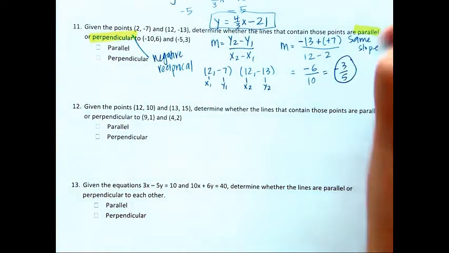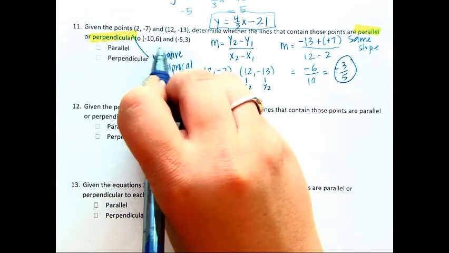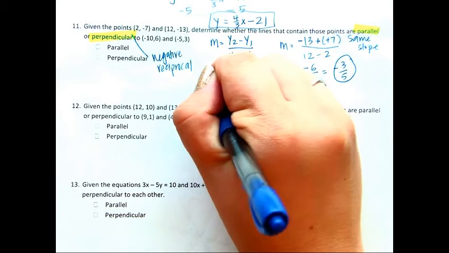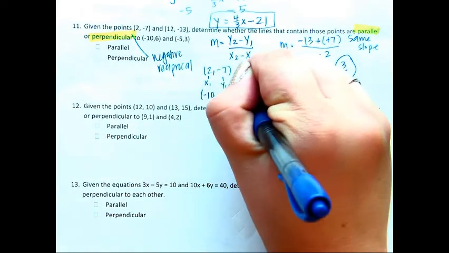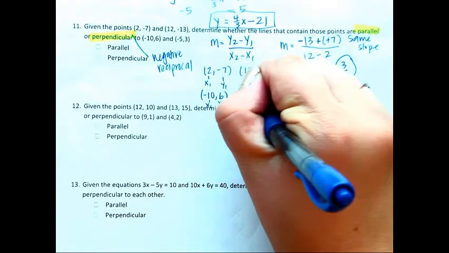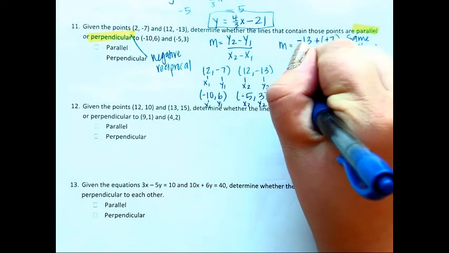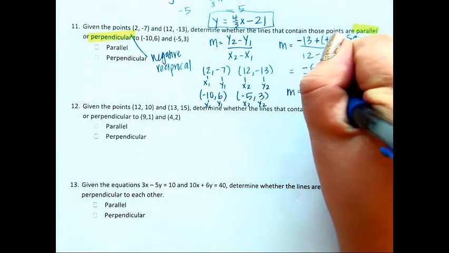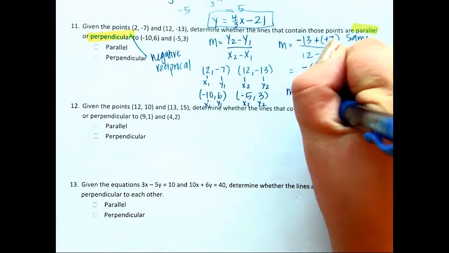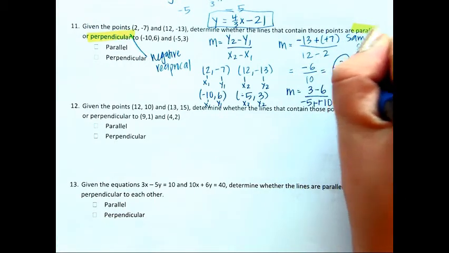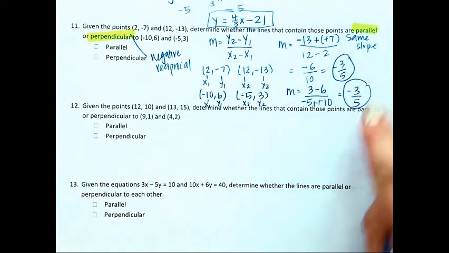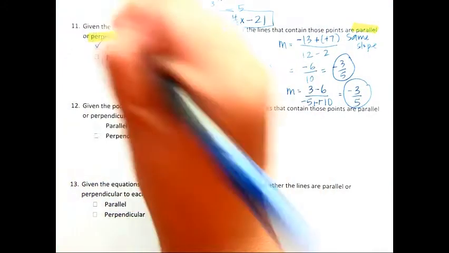So now I'm going to compare this slope to the other one. I need to find the slope of the other one. So now we have negative 10, 6, and negative 5, 3. So this is x1, y1, x2, y2. Plug it in. We get 3 minus 6 divided by negative 5 minus a negative 10. So this gives us negative 3 over 5. So because the slope is the same, they are parallel.